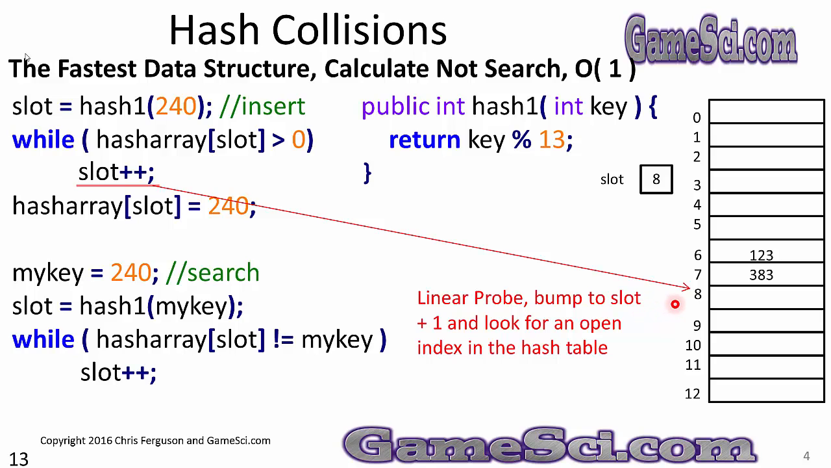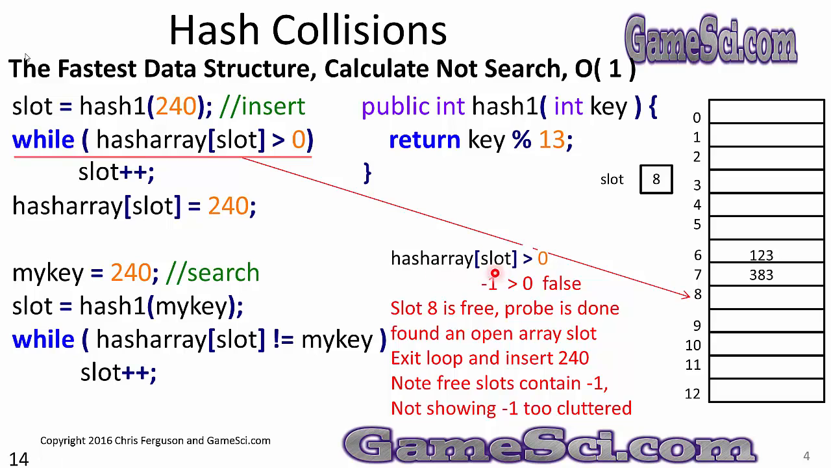Bump to slot 1 and look for an open index in the hash table. The hash array of slot greater than 0. Slot 8 is unoccupied. 8 is free. It contains the value -1 to indicate that it's free. We found an open array slot. Let's exit this loop and insert 240.